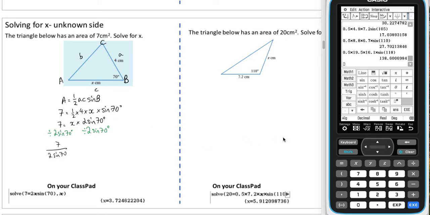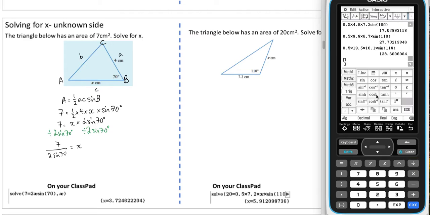So if we chuck that in a calculator, we should get, hopefully, let's chuck this in, shift divide 7 on 2, shift 1, 70 degrees, close bracket, 3.72. So x is equal to 3.72. And what's our units? As always, centimetres. Okay? Now, that's an algebraic way of doing it.